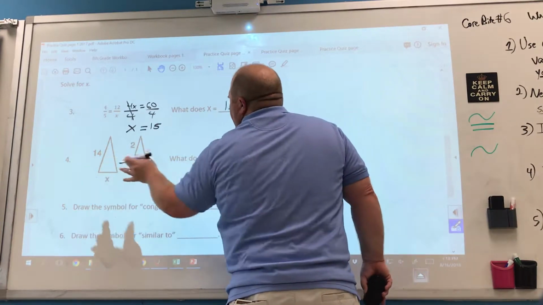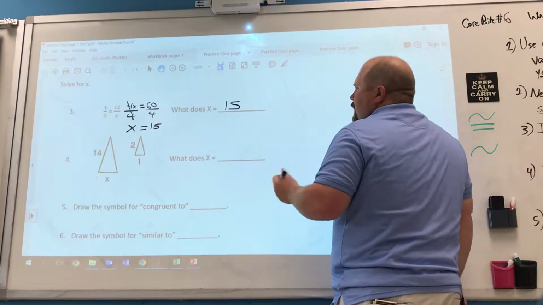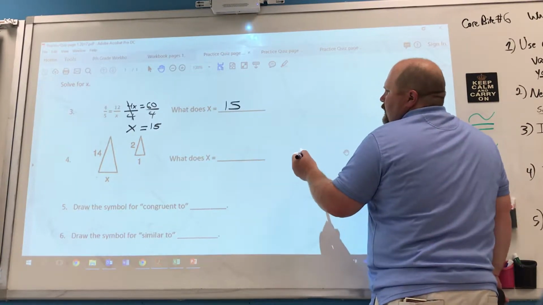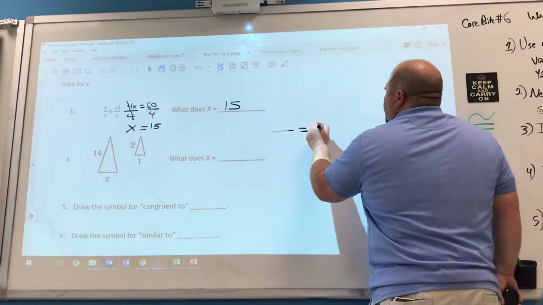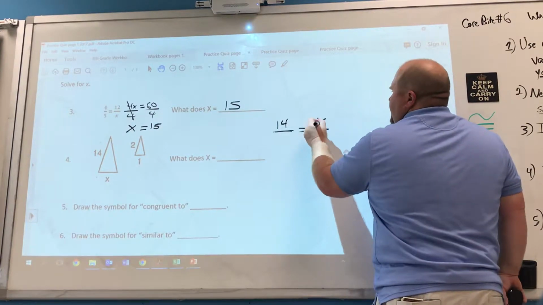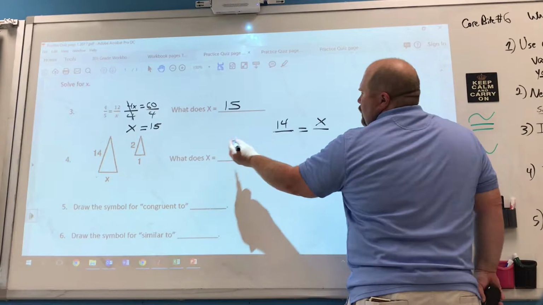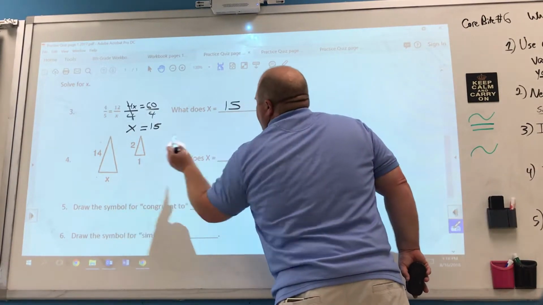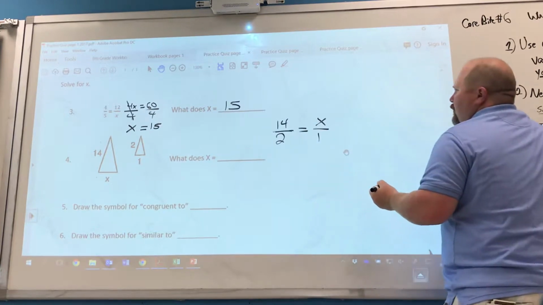All right, problem number 4. We're given two similar figures, two similar triangles. We need to set up our own proportion. If I'm looking at the first triangle, the larger one, I'm going to set up my proportion here. I would use 14 and x from the first triangle. And we know that 14 corresponds to 2, and x corresponds to 1. So we have our proportion.